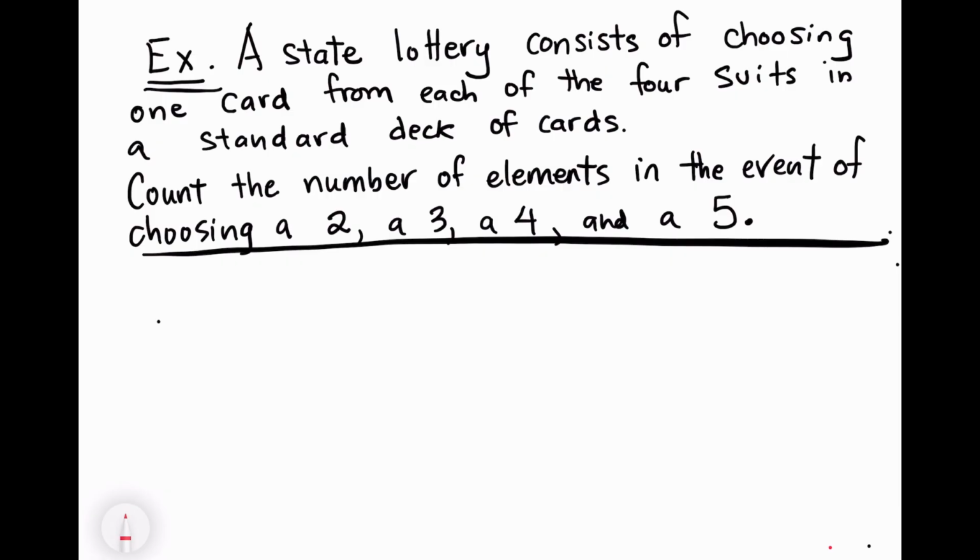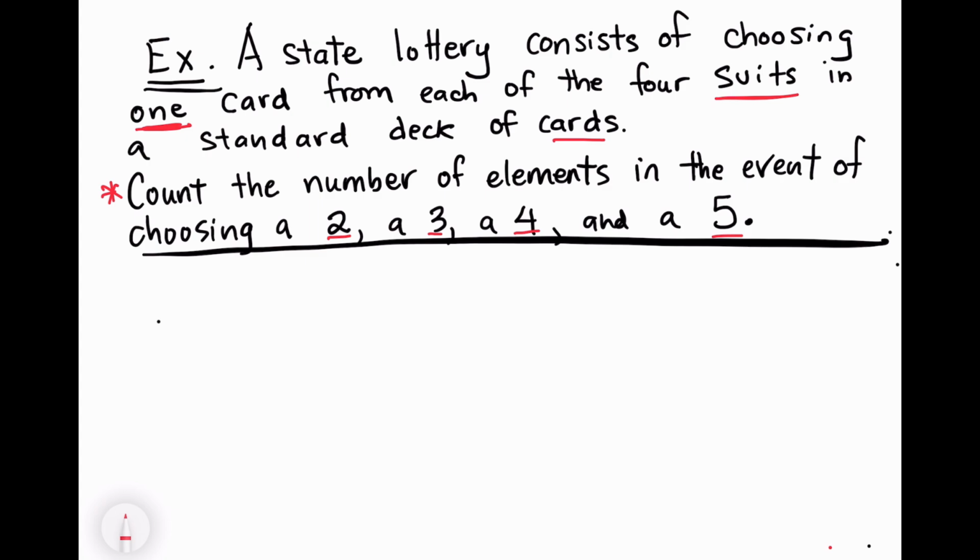In this example, a state lottery consists of choosing one card from each of the 4 suits in a standard deck of cards. Count the number of elements in the event of choosing a 2, a 3, a 4, and a 5. So how many different ways can that happen, if I choose one card from each suit, that I end up with a 2, a 3, a 4, and a 5?